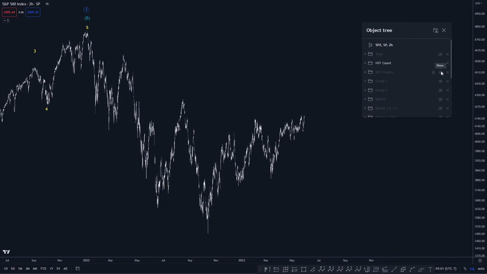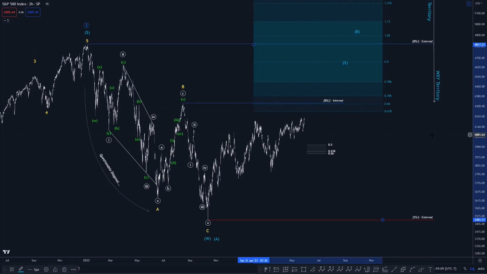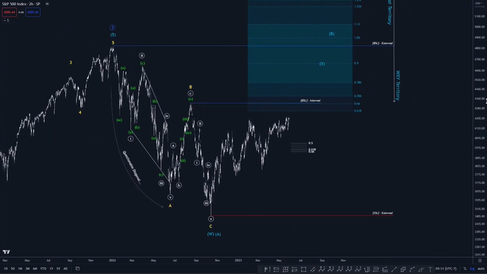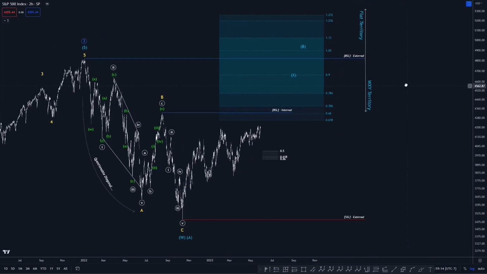Realistically, we have two counts, and it's either up or down, bullish or bearish to be precise. We do have a bearish bias still in the higher time frame, so we're going to look at the bearish count first.